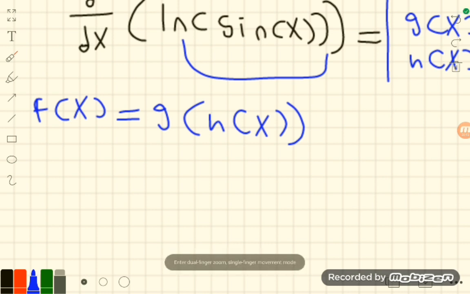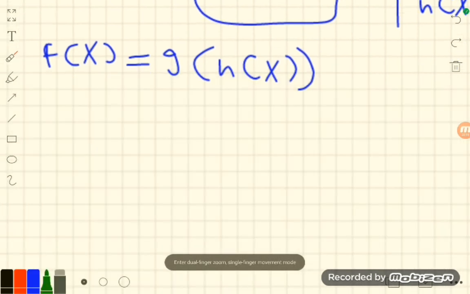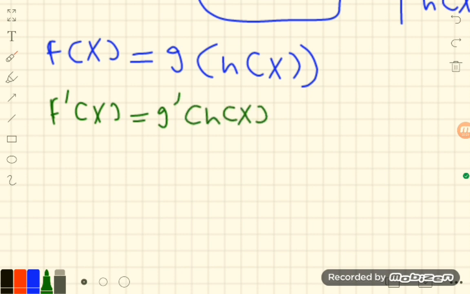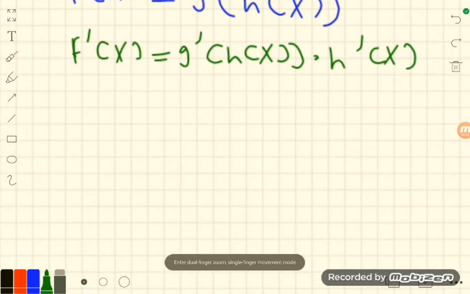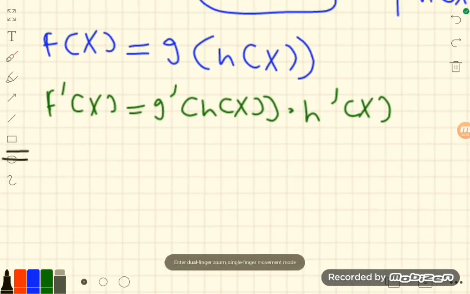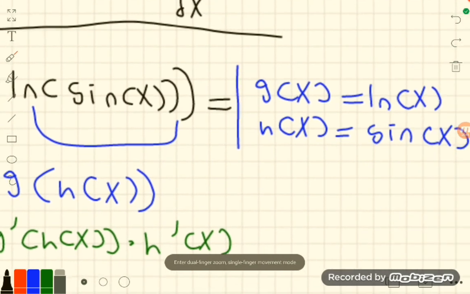And now we can simply differentiate this. Alright, so we're going to say that f prime of x equals g prime of h of x multiplied by h prime of x. So let us get g prime of x, and all of this will be simplified. What is our function g? Well, that's ln of x.